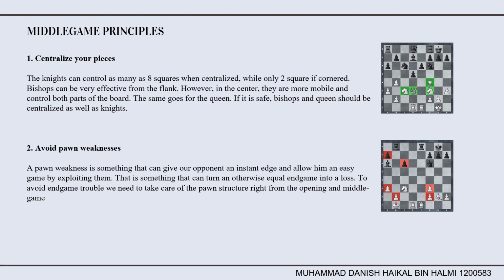And the second principle is to avoid pawn weaknesses. A pawn weakness is something that can give our opponent an instant edge and allow him an easy game by exploiting it. That is something that can turn an otherwise equal endgame into a loss. To avoid endgame trouble, we need to take care of our pawn structure right from the opening and the middle game.